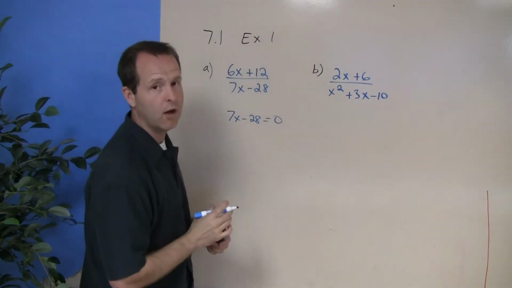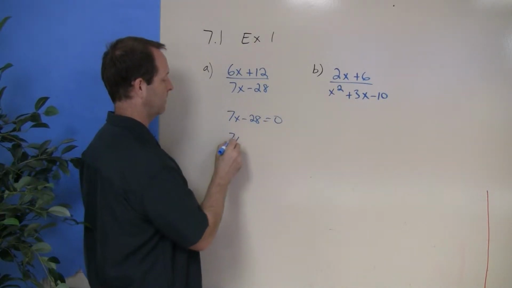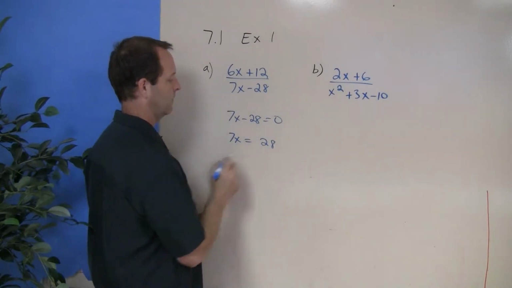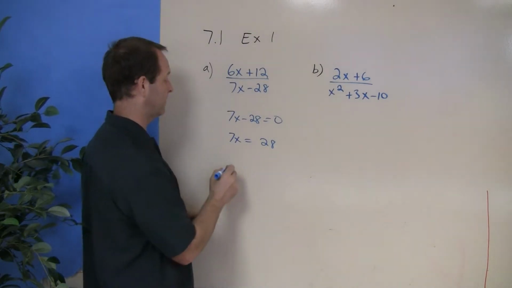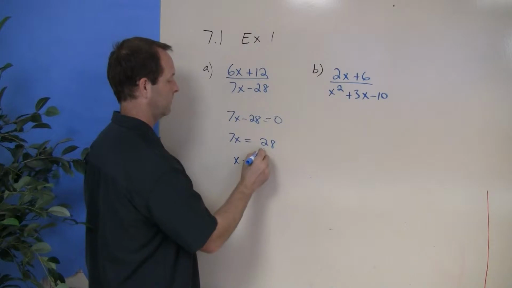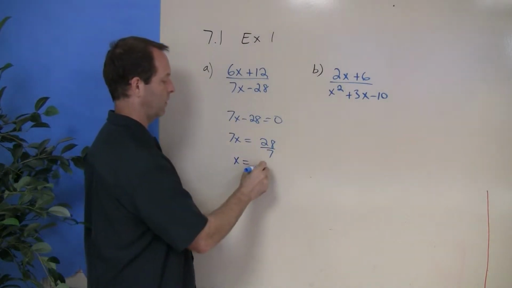Then, remembering some of the algebra from previous times, I'm going to add 28 to both sides. And to get x by itself, I'm going to divide both sides by 7. And 28 divided by 7 is 4.